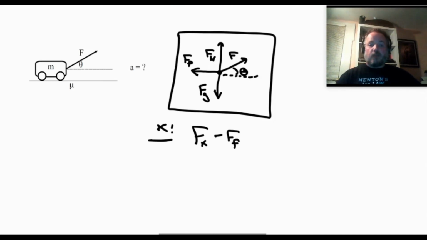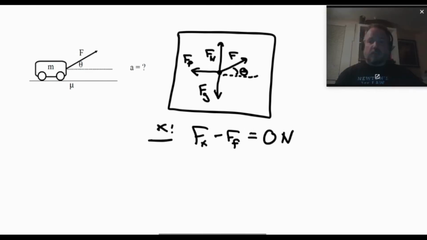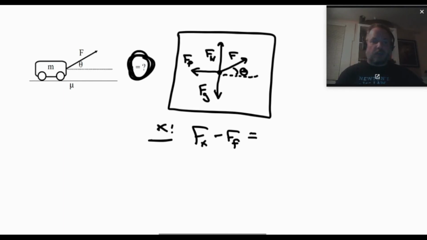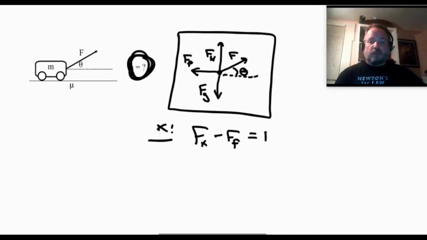And then those have to add up to one of two things. If the cart is in equilibrium, then they will add up to 0 newtons, because that's the definition of equilibrium. All the forces have to cancel. If it's not in equilibrium, and in this case it isn't because we know there's some acceleration, this has to equal ma. Fx is F cosine theta, so we get F cosine theta minus the force of friction equals ma as our equation in this case.